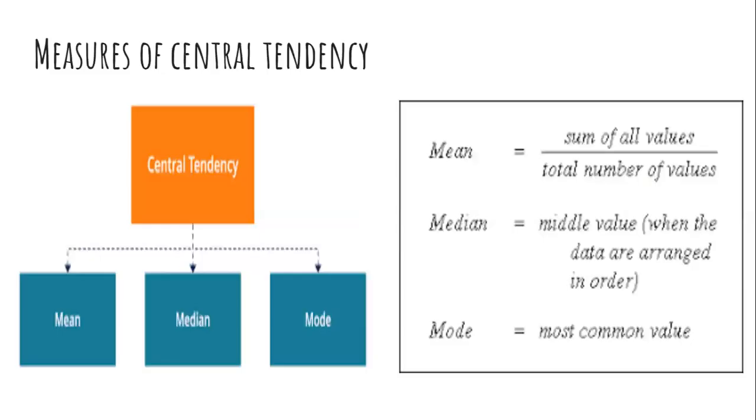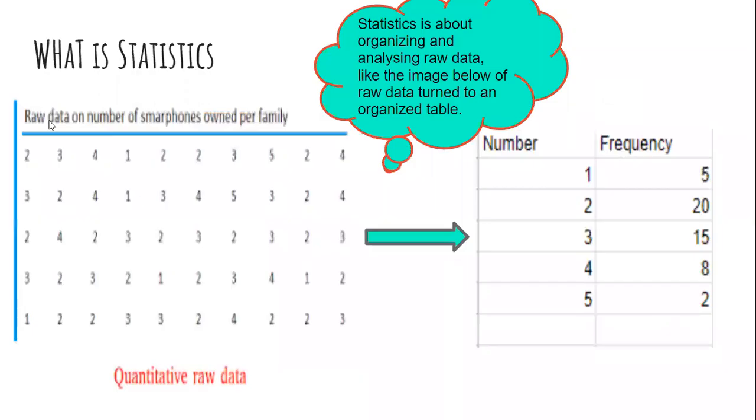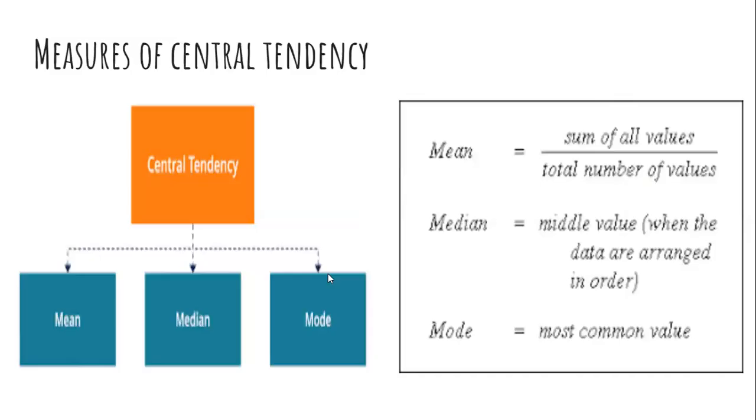Now, we've got 3 kinds of measures of central tendency. We've got the mean. The mean is what in normal life we call average. We calculate that by taking the sum of all these numbers. So let's go back here. We would take the sum of all these numbers, add them together, and then divide by the total number of households that we went through.